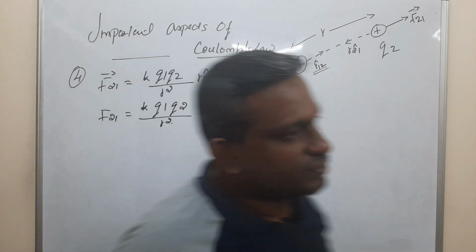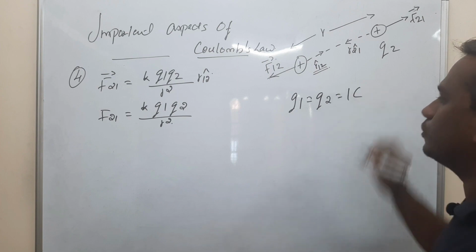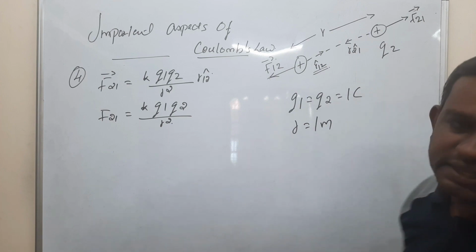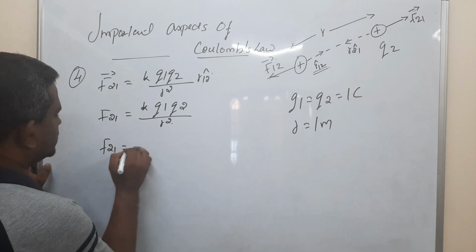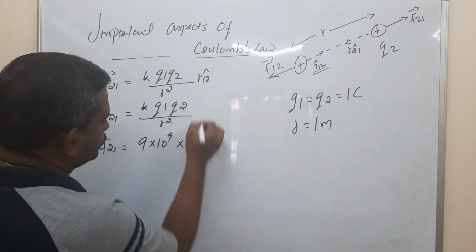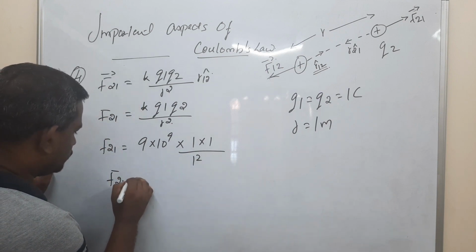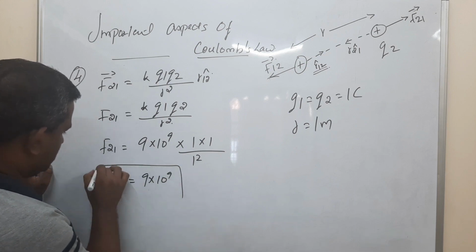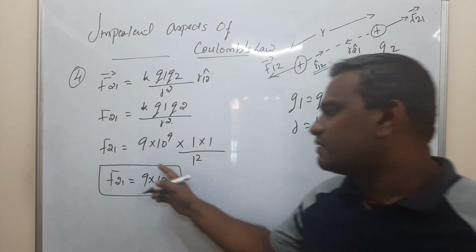So இந்த ரெண்டு சார்ஜஸுமே 1 coulomb. சரியா, q1 is equal to q2 is equal to 1 coulomb, r is equal to 1 meter. அதை செப்பரேட் பண்ணி இருக்கக்கூடிய டிஸ்டன்ஸ் 1 மீட்டரா இருந்துச்சுன்னா அந்த ரெண்டு சார்ஜஸுக்கு இடையில என்ன ஃபோர்ஸ் இருக்கும்? So F21 is equal to, what is the value of k? That is 9 into 10 to the power 9 into q1 q2, that is 1 into 1 divided by 1 square. So we will get F21 is equal to 9 into 10 to the power 9. So it is a very very large quantity.